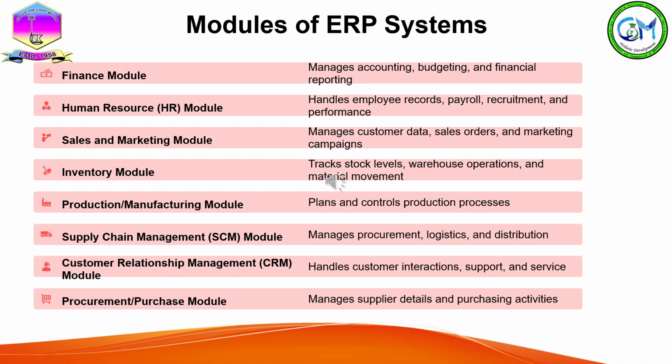The sales and marketing module manages customer data, sales orders, and marketing campaigns. The inventory module tracks stock levels, warehouse operations, and material movement. The production and manufacturing module plans and controls production processes. The supply chain module manages procurement, logistics, and distribution. The customer relationship management module handles customer interaction, support, and services. And the last module is the procurement and purchase module. It manages supplier details and purchasing activities.